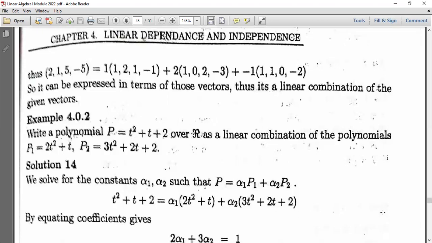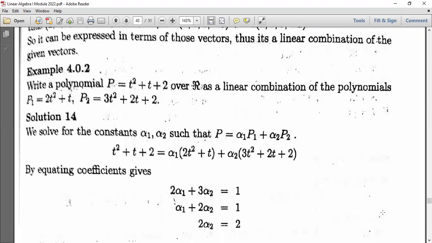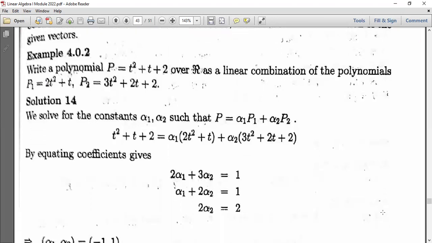So it means we work towards finding the values of alpha 1 and alpha 2. And here we can equate coefficients, you see. This is the 2 alpha 1 plus 3 alpha 2. All these are coefficients of t squared, so that one will be equal to the coefficient of t squared in the left-hand side, which is 1.